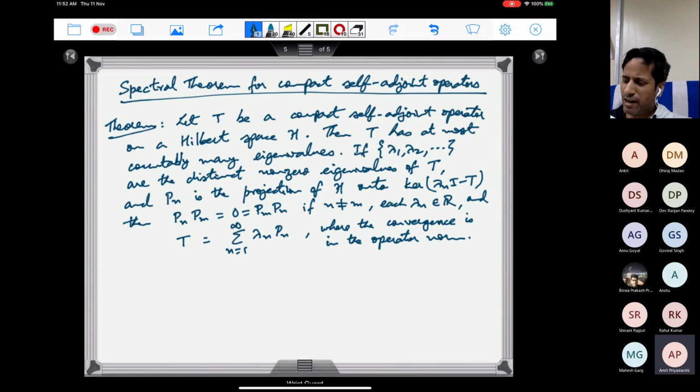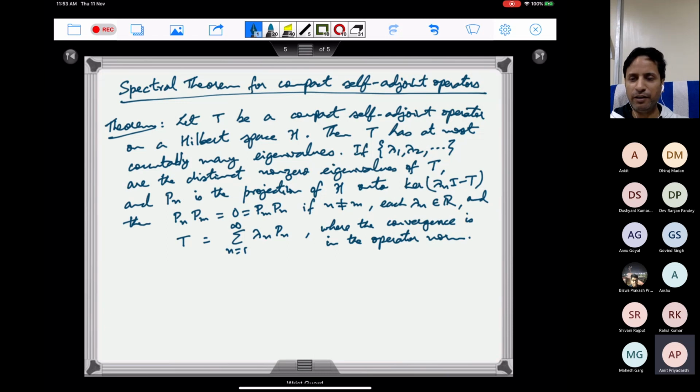So I'll not go into the detail of the proof, but what we do is, the last time we did one result: if we have any compact self-adjoint operator, then either norm T or minus norm T is an eigenvalue of T, right? So we will use that result.